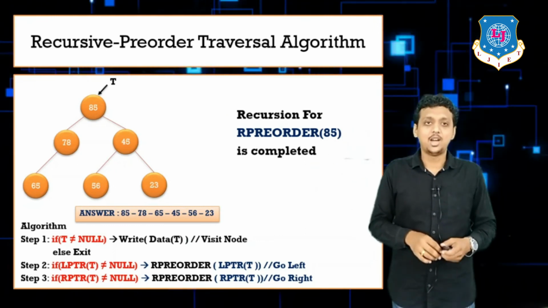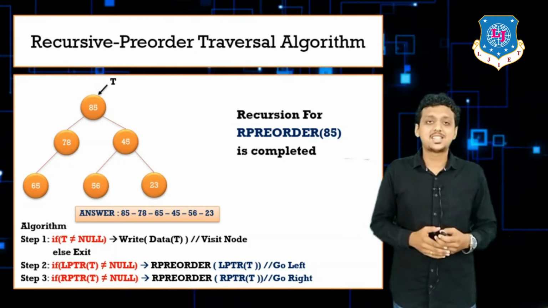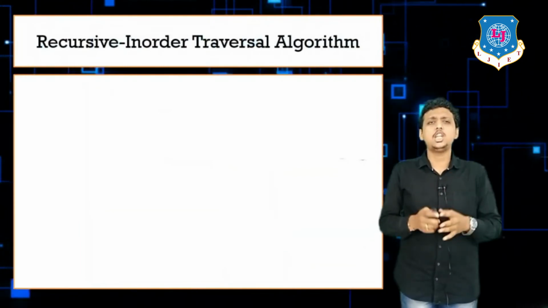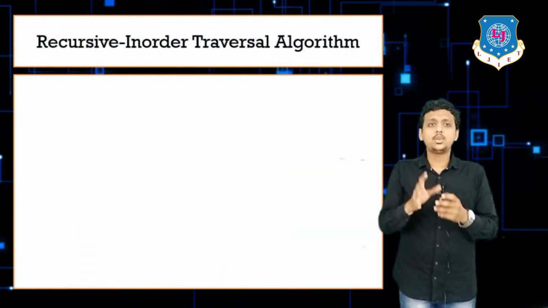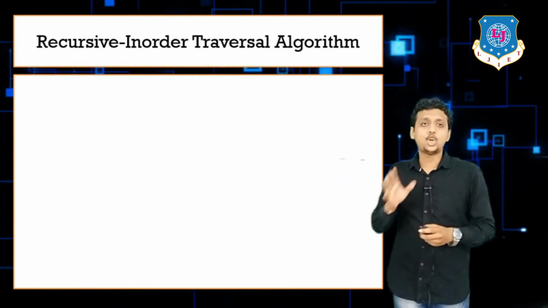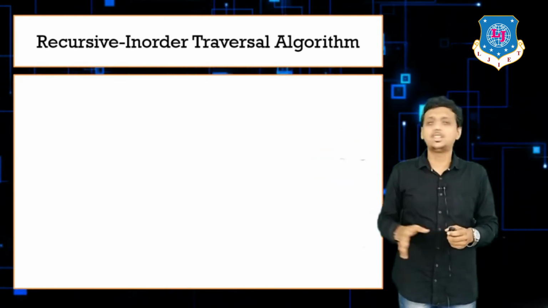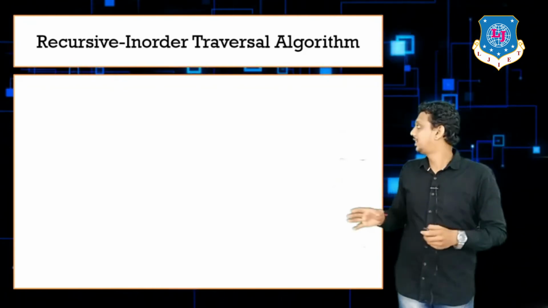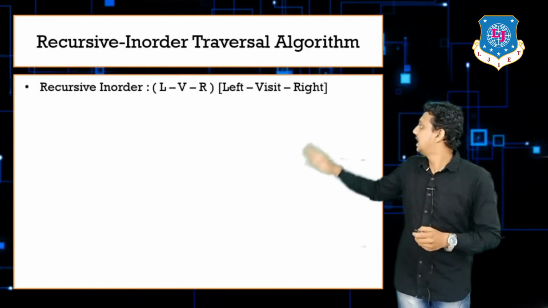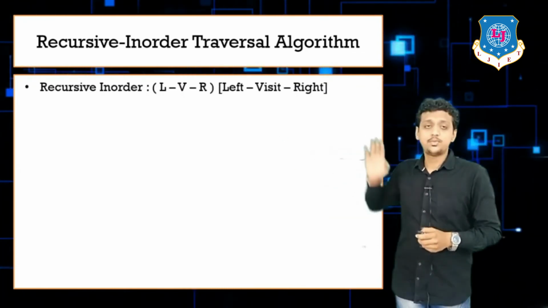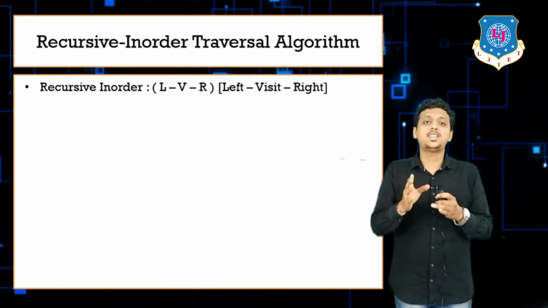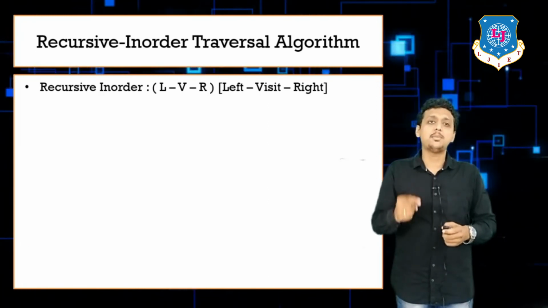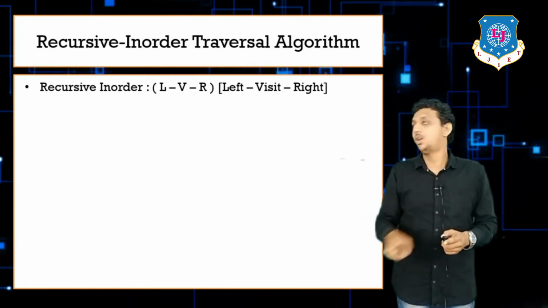Okay. Now let's move forward to the next algorithm. Students, here we have the recursive in-order traversal algorithm. If you can understand the recursive pre-order traversal algorithm, then it is very easy to understand in-order, because in in-order the traversal is from left, visit and right. So first you go towards the left side, then visit the node, and then move towards the right side. Just remember the steps for the pre-order algorithm and you can write it down very easily.